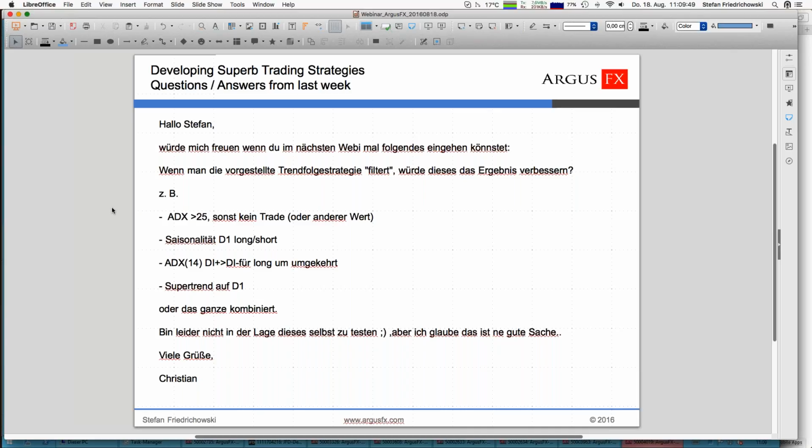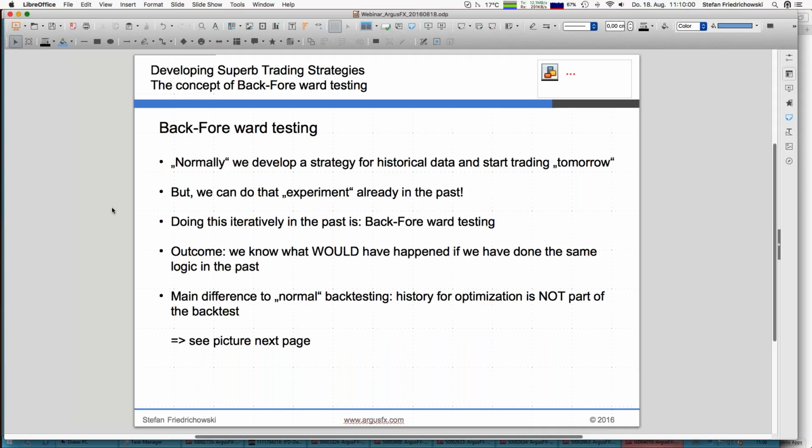Okay, so that was one question I think it's good to share that kind of information with you as well, because it might be of interest for everybody. But now to the next topic, that is more a methodology, so a concept of how to develop trading strategies or how to test trading strategies.